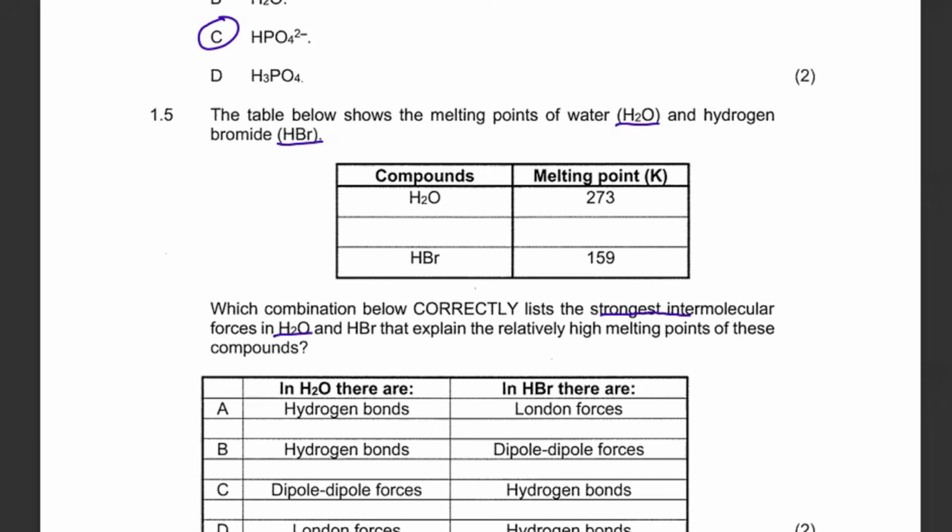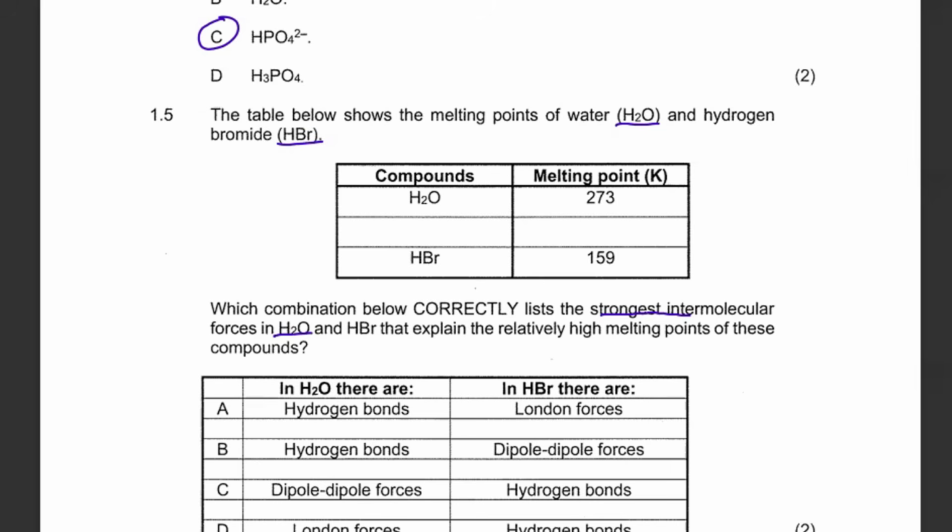That explains the relatively high melting points of these compounds. So we're having option number one, which says in H2O there are hydrogen bonds.